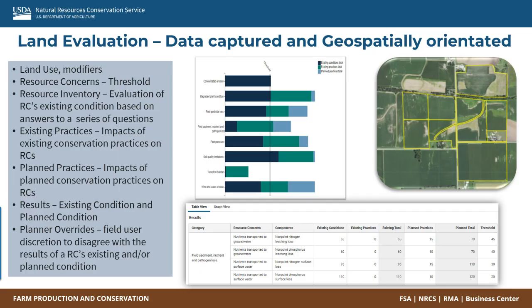Resource concerns and their thresholds. There's some geospatial capability we're going to touch on that is set for our dynamic thresholds, again going to have influence on our ranking outcome. Resource inventory is where we evaluate that existing condition based on a series of questions. So you're going to be able to set what that existing condition is, and how much risk is still out there, or vulnerability, which is one of those ranking factors.